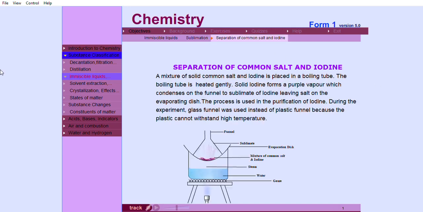A mixture of solid common salt and iodine is placed in a boiling tube. The boiling tube is heated gently. Solid iodine forms a purple vapor which condenses on the funnel as a sublimate of iodine, leaving salt on the evaporating dish. The process is used in the purification of iodine. During the experiment, a glass funnel was used instead of a plastic funnel because the plastic cannot withstand high temperature.